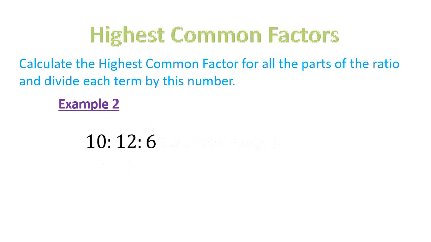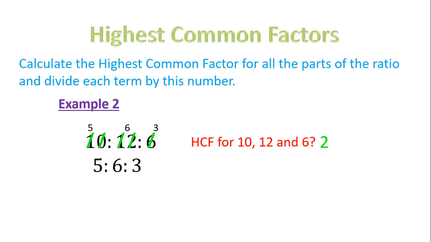Example 2. 10 to 12 to 6. Again, our first question, what is your highest common factor for 10, 12, and 6? Hopefully you can see that it's 2. And so, 2 into 10 goes 5 times, 2 into 12 goes 6 times, and 2 into 6 goes 3 times. And so when we've simplified 10 to 12 to 6, it becomes 5 to 6 to 3. And that's using your highest common factor.